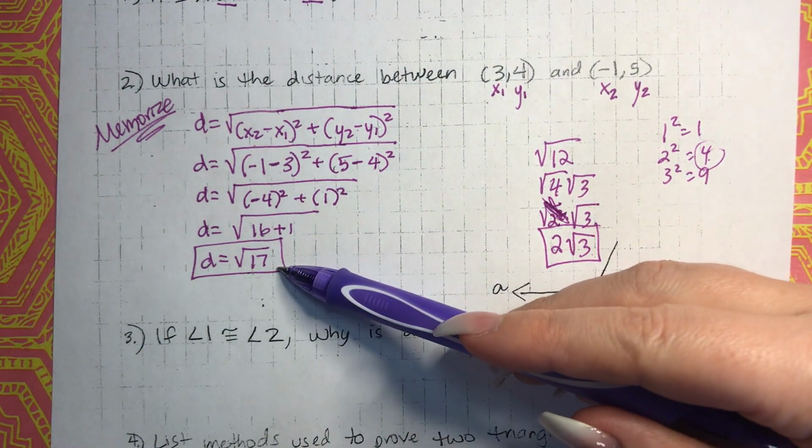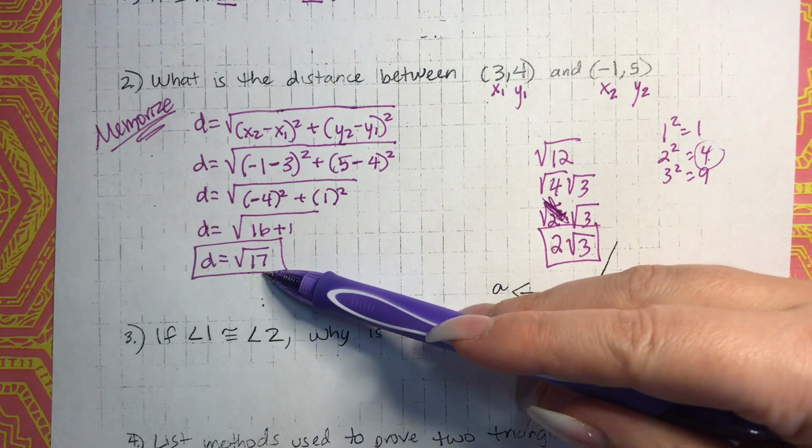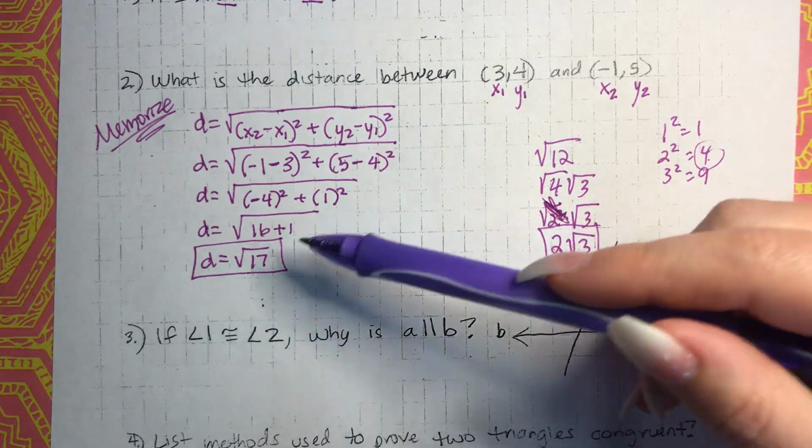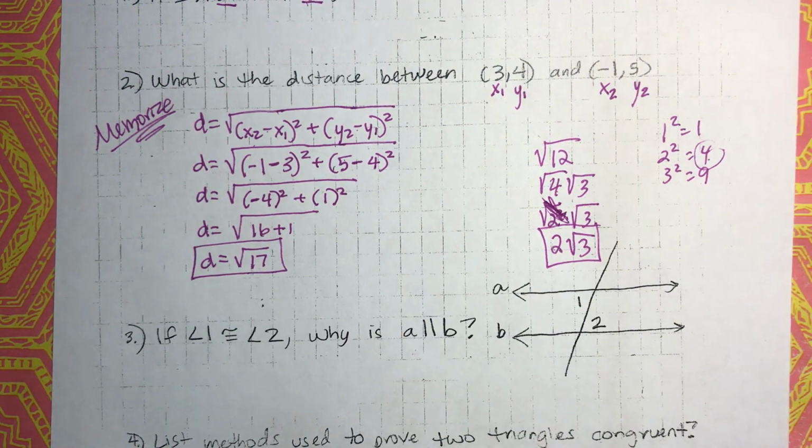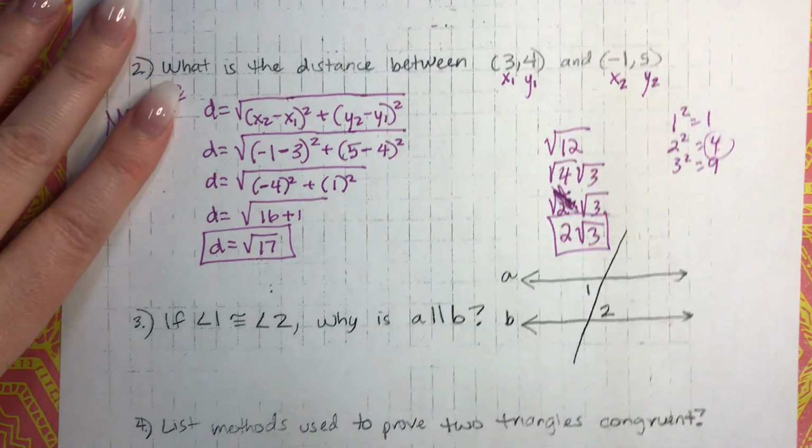But that's not the case with the square root of 17. There are no squared numbers that are factors of 17. 17 is just a prime number. So that's it. That's your answer. So if you got that, great job.